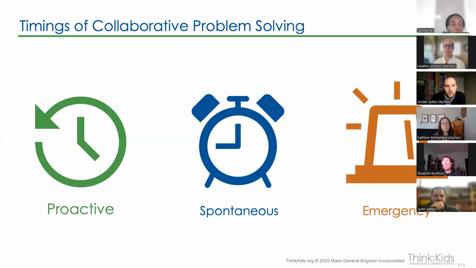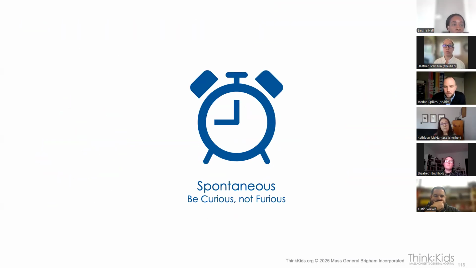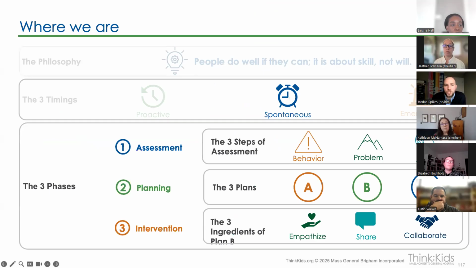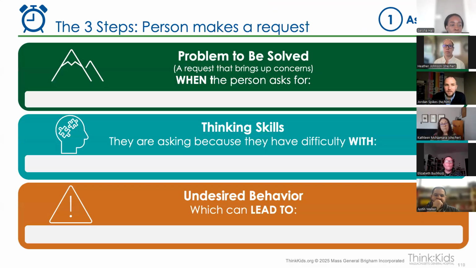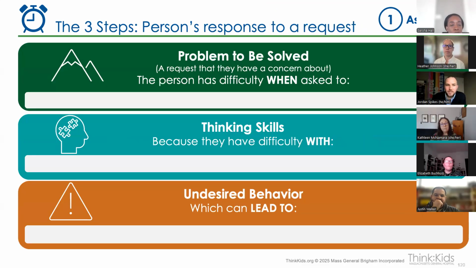Now we have a very similar start. We start with spontaneous. We show, however, that we are going to be talking about spontaneous in all 3 phases. And so then we start with assessment, just within the context of spontaneous. Someone makes a request. You can dissect that into problem to be solved, thinking skills, undesired behavior, right? You don't have to write it down. It doesn't have to be documented, but you can still separate that so that we know what is the situation as opposed to their response to it, so that if we plan, we're planning around that.